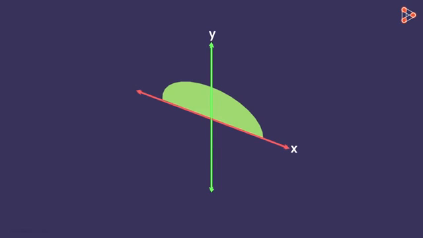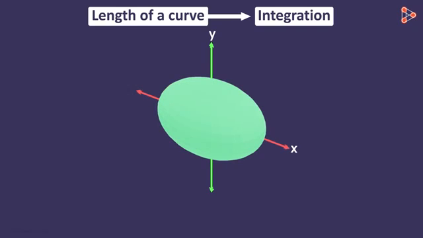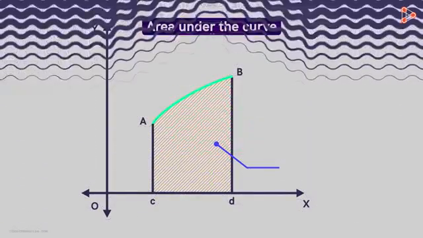Also, once we understand the method of integration, we will see that it can be applied to find the length of a curve. So if we know the length of this curve, rotating it by 360 degrees will give us the surface area of the solid. We will understand it in detail in our upcoming videos. For now, let's get back to our problem of finding the area under this curve.